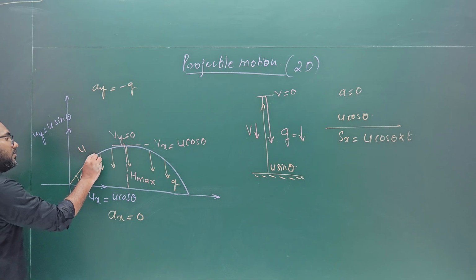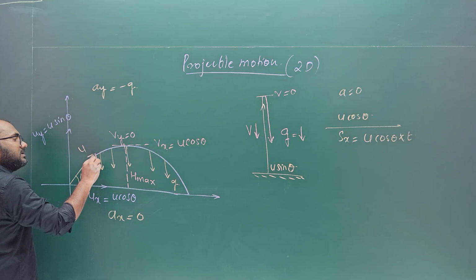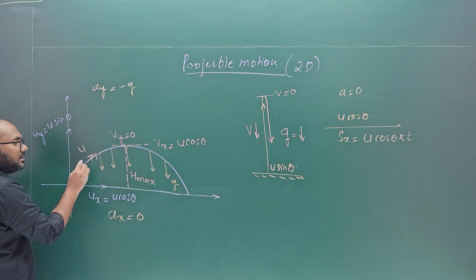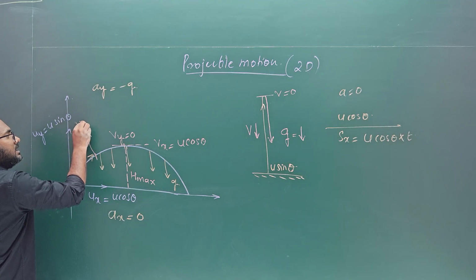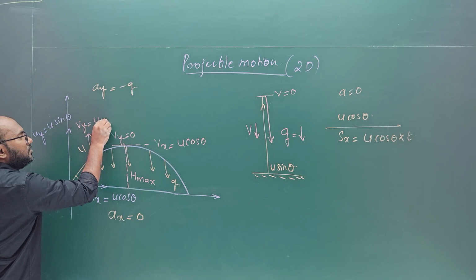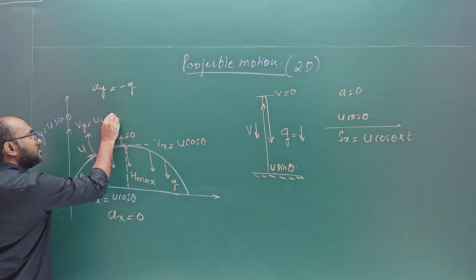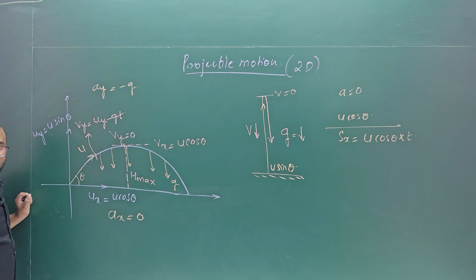Then over here, if I want to calculate the velocity, for example, this is the point where I selected and it took a time period, let's say t, then the velocity in the y-axis is represented by uy minus gt. Can I write like this? Why? Because along the y-axis acceleration is happening. Acceleration is there, due to that velocity is changing.